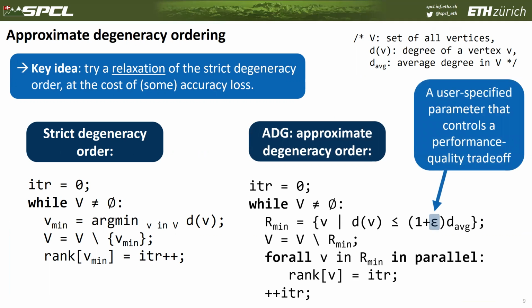Now this epsilon is a user-specified parameter that is a way to control the trade-off between the performance and the quality. So the larger epsilon is, the more loose we are in terms of what vertices we are considering for the set R min, and the set R min will become larger for the larger epsilon, meaning that we are going to have fewer iterations, and thus this will translate to somewhat more performance, but at the same time this also may weaken the accuracy. If epsilon becomes smaller, then we are getting closer to the strict degeneracy order, but at the same time we increase the number of iterations, and this means that we may lose some performance.